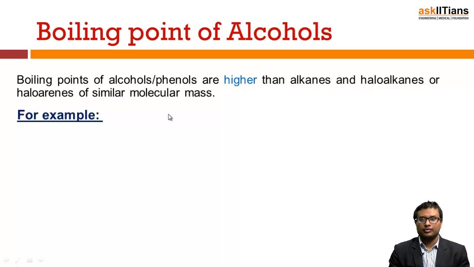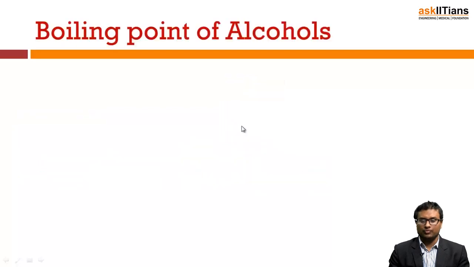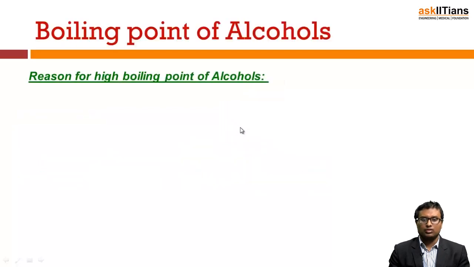Why? You have C2H5OH, you have CH3CH3 and CH3Cl, but C2H5OH has a higher boiling point. The reason is simple: hydrogen bonding. The reason for the higher boiling point of alcohols is that they can form hydrogen bonds, which increases the boiling point when compared to alkyl halides or alkanes.